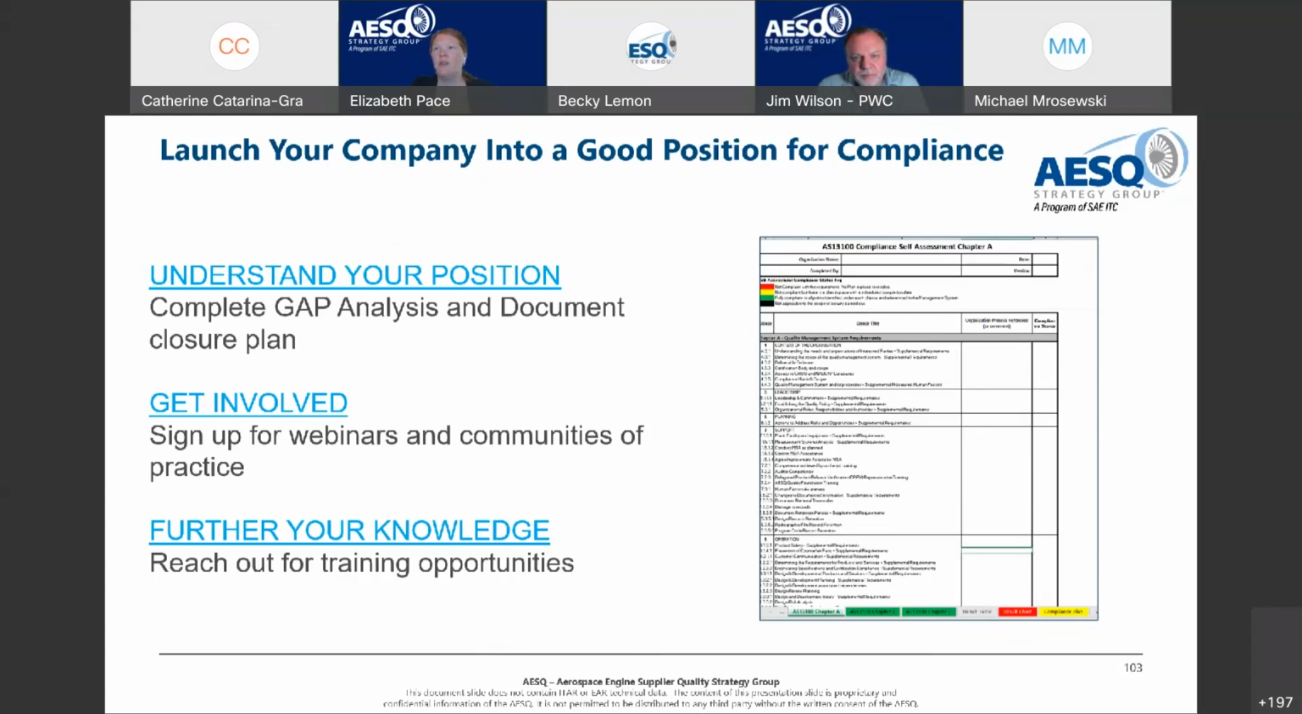AS13009 is right on the web page. You can complete your gap analysis, document your closure plan with the OEMs that you do business with. If you've already documented where you have gaps, then when you go through the initial auditing phase, you are already covered.